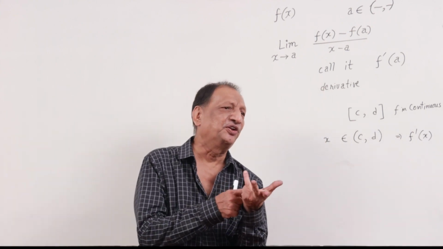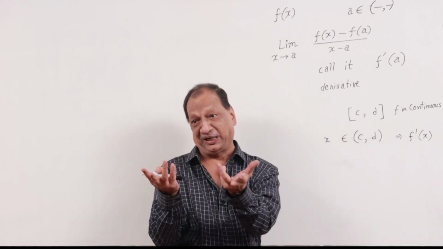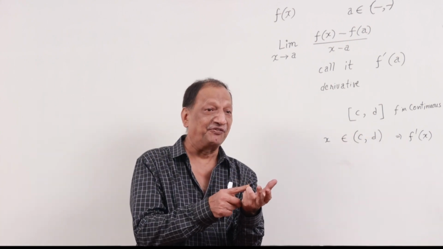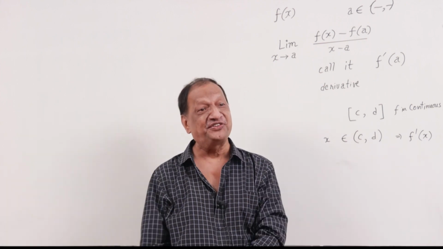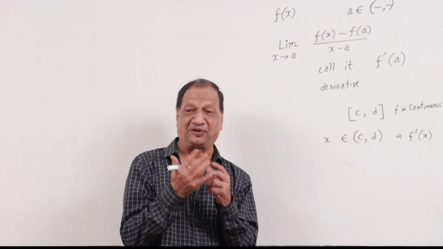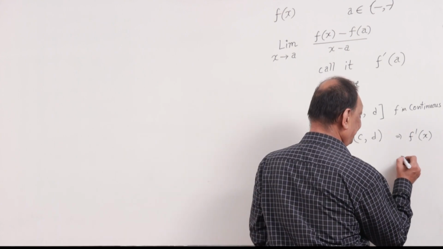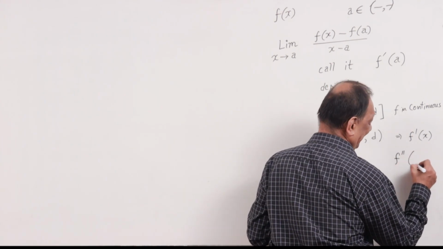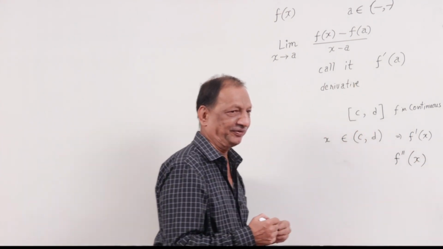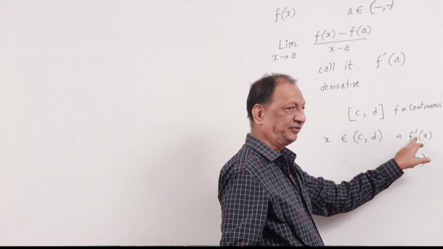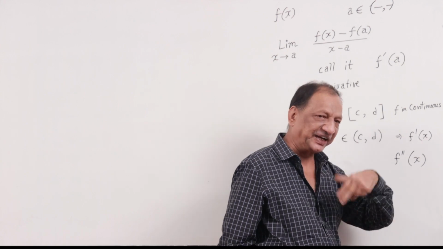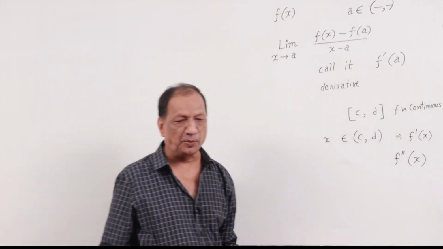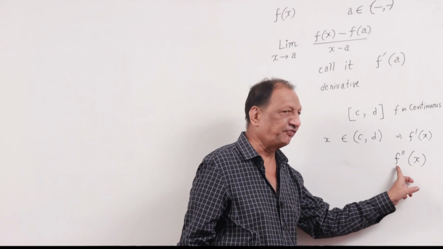Obviously, since f prime of x itself is a function, now we can check: is f prime of x continuous in that interval? Possible. Is f prime of x differentiable in that interval? Possible. We go and differentiate f prime of x also. What will you get? f double prime of x, the second order derivative. So this is the first order derivative, and I can differentiate it to get a second order derivative. In the case of an object moving through space, this will refer to the acceleration.